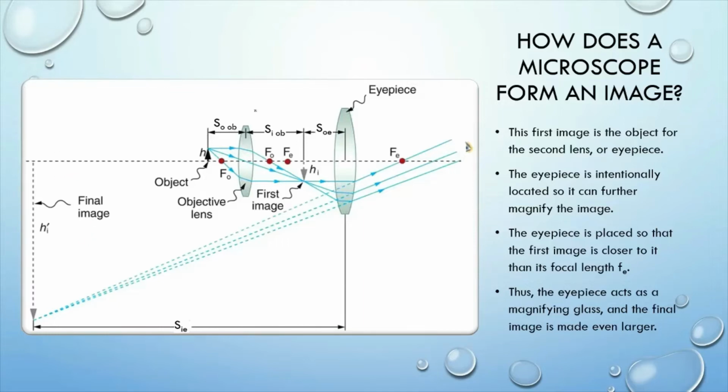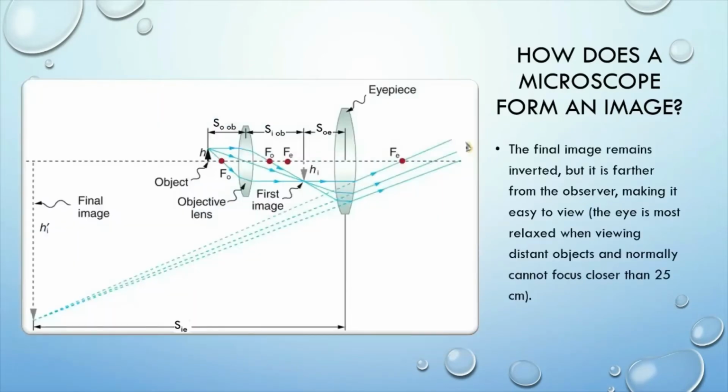You can compare. This is the object, and this is the final image. You can see there that the final image is much larger than the object. The final image remains inverted, but it is farther from the observer, making it easy to view. The eye is most relaxed when viewing distant objects and normally cannot focus closer than 25 cm.